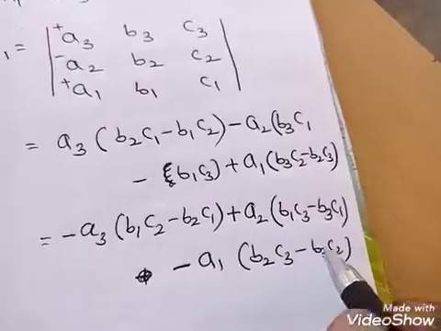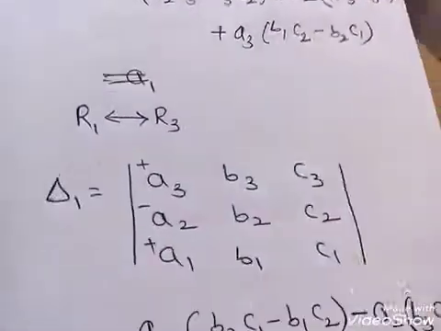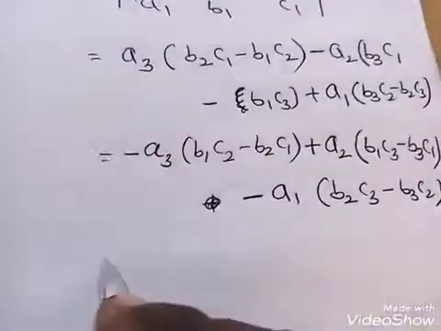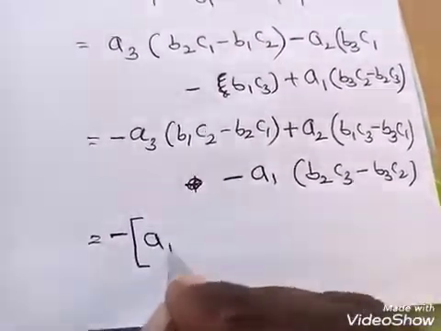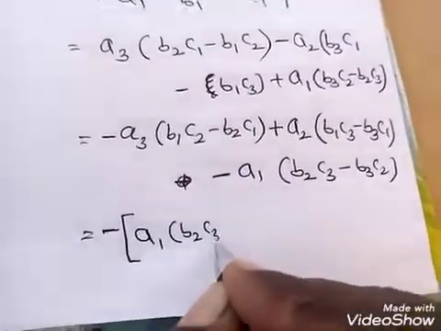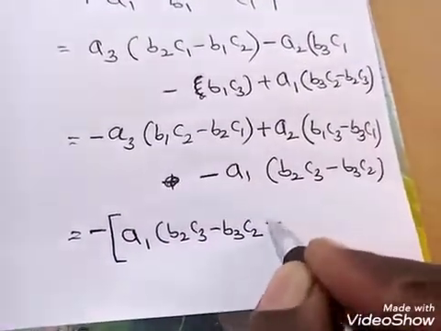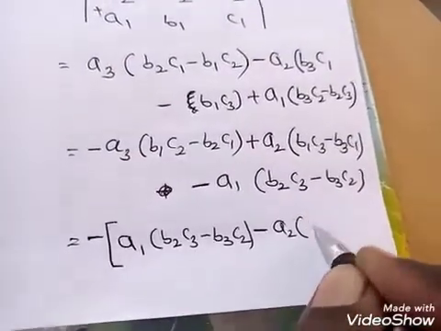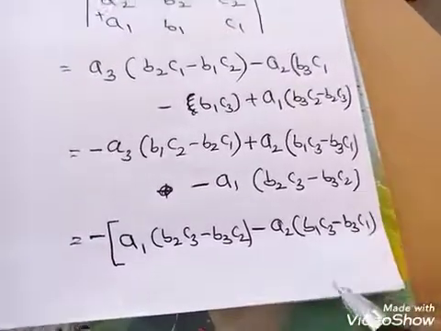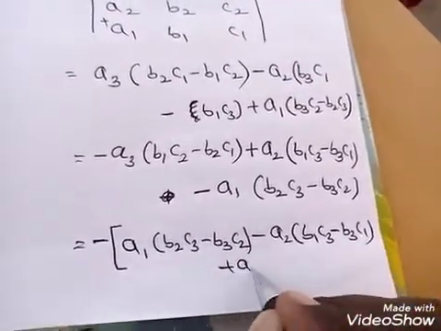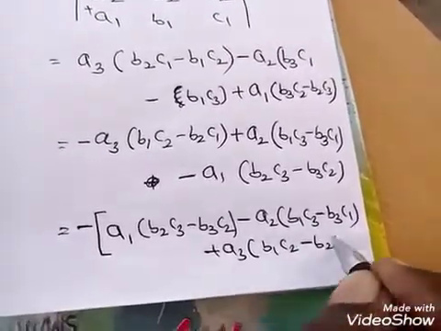Now, but observe in the previous one, A1 is positive sign, A3 is positive sign and A2 is negative sign. Here what you got, reverse, no? That's why I have taken total common minus and am writing in order. If I take common minus, it becomes A1 into B2 C3 minus B3 C2 minus A2 into B1 C3 minus B3 C1 plus A3 into B1 C2 minus B2 C1.